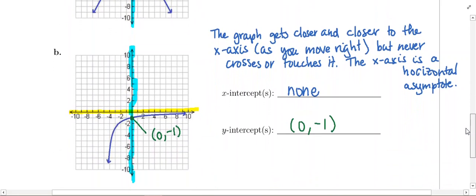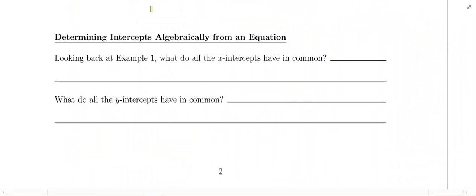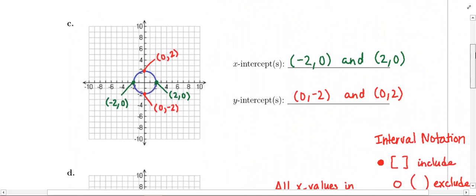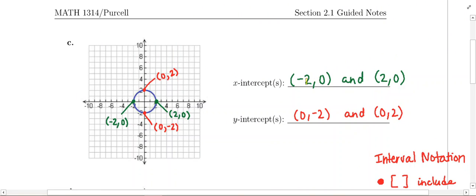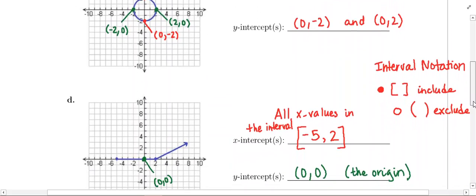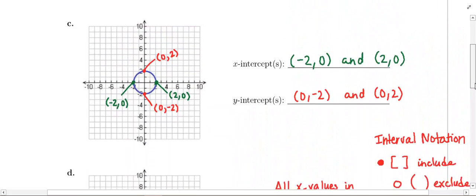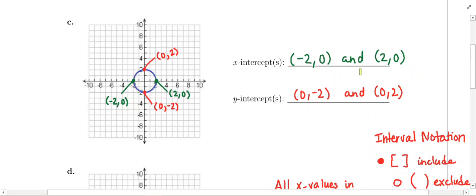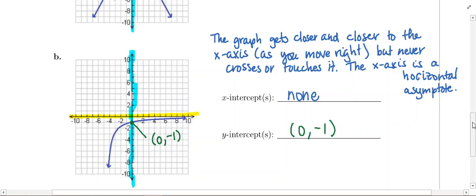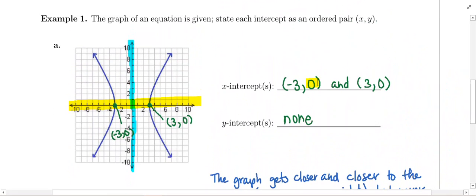In example 1b, there were no x-intercepts. If you look at page 2 in example 1c, again, the x-intercepts are negative 2, 0 and 2, 0. And then we're not going to worry about example D because that was the crazy example that had tons of x-intercepts. So what you should notice, what all these x-intercepts have in common, is that the y-coordinate is always 0. If I flip back to example 1a, the same was true here.